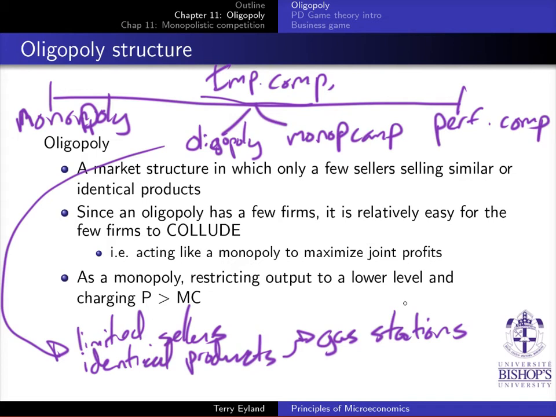But because of this situation with very few firms, it's easy for the firms to collude. And collusion is when you act as a monopoly to maximize joint profits. So how would this work? Well, in practice, in Magog a few years back, the gas stations were given a big fine because they were found to be colluding with one another, which meant that they were meeting or discussing between themselves and charging a higher price for gasoline than would normally be charged if they were competing against one another.